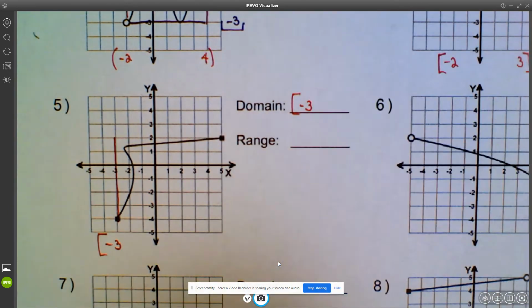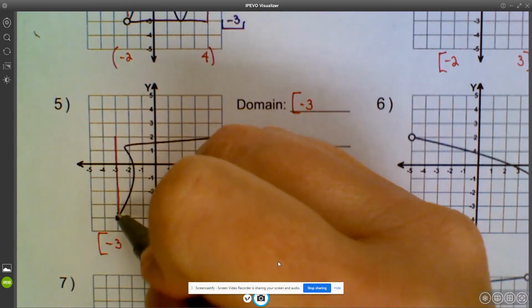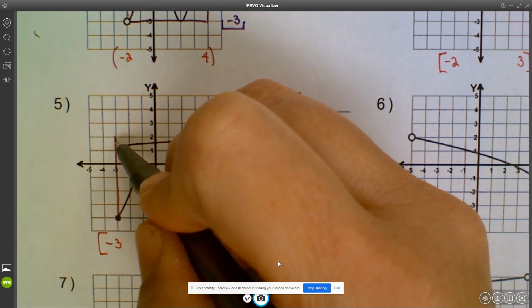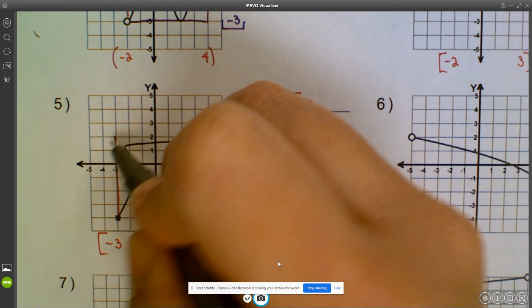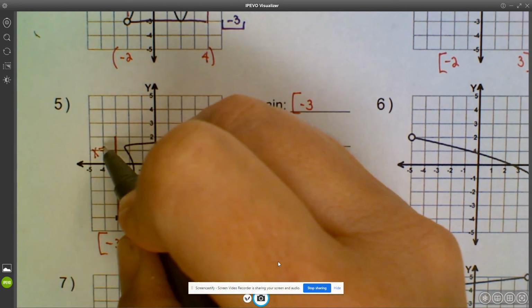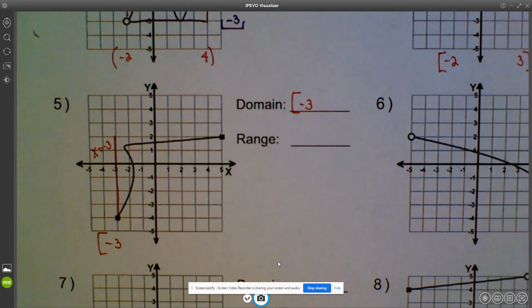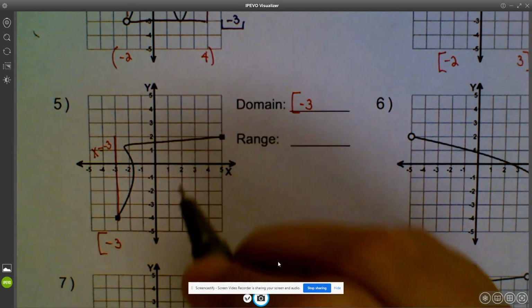Oh my gosh, y'all, think about this. What did I just draw here? I just drew a vertical line. What's the equation of that vertical line? Well, that equation is x equals -3. And that's what our left bound is. Dude, so cool. All right, let's look at our right bound.